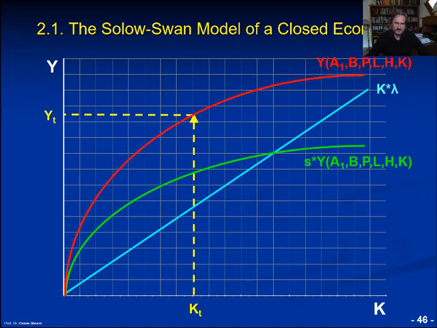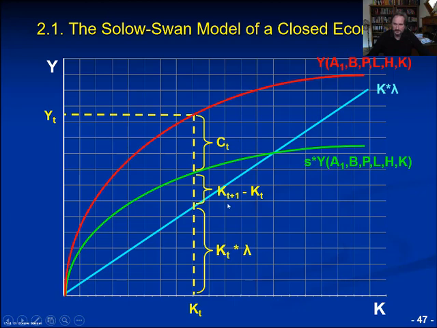Since savings are equal to gross investment, the difference between gross investment and capital depreciation is now again positive. This means we have again positive net investment, such that the capital stock starts growing again until the difference between gross investment and capital depreciation is again zero in this intersection point here.